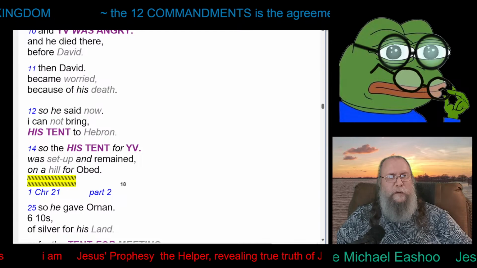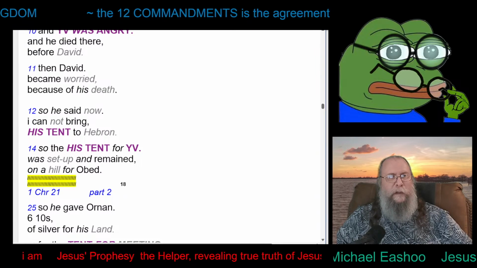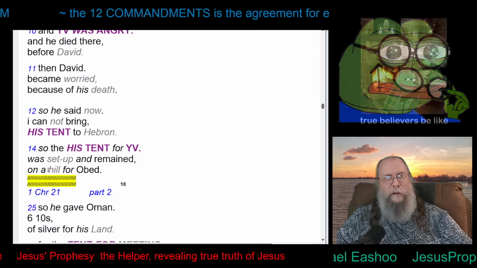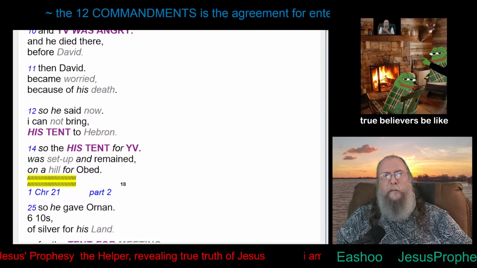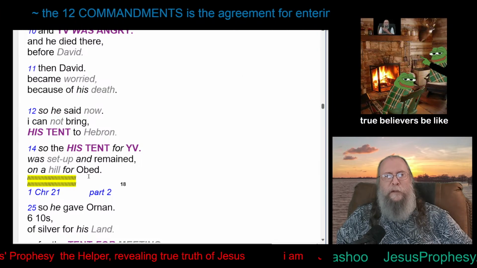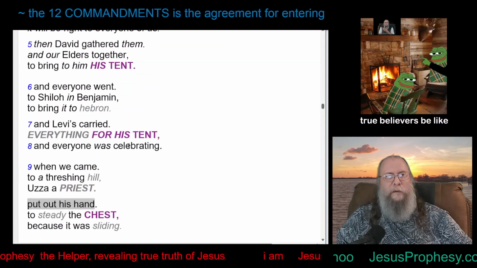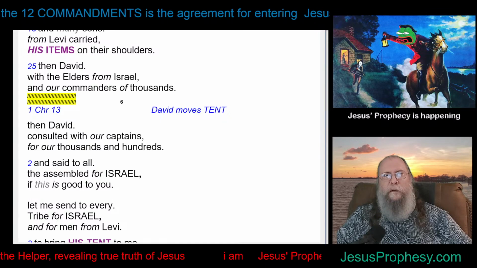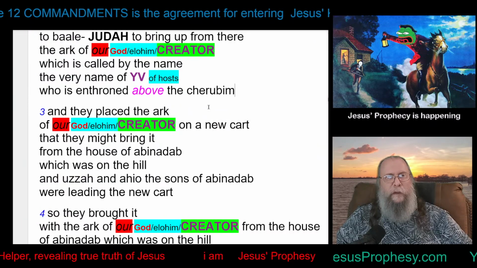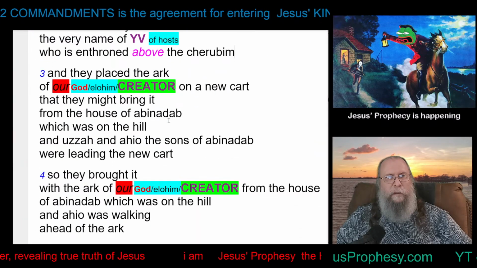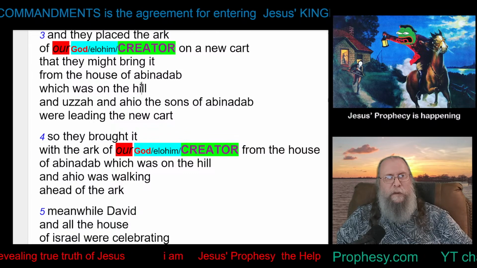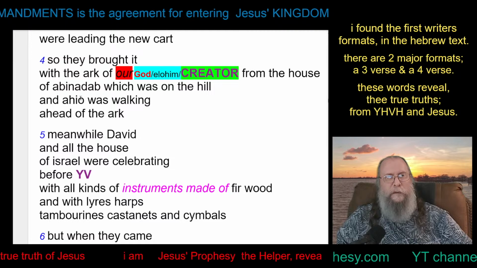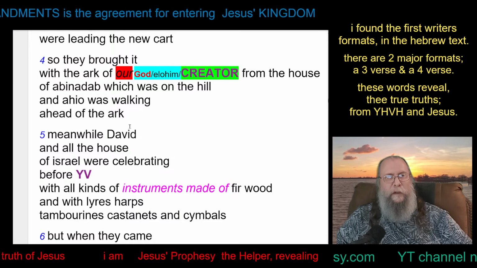So the tent for YHWH was set up and remained on a hill for this guy. Okay, so that's the story. That's from 1 Chronicles, chapter 13. But here, there was a hill, and he brought it on the hill, and was walking ahead of the ark.